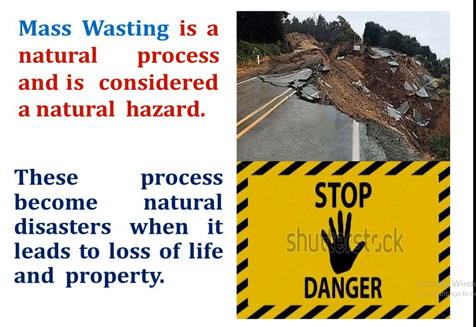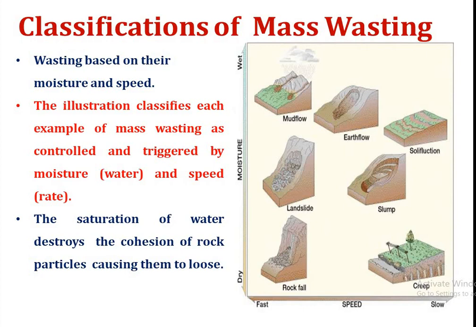This process becomes a natural disaster when it leads to loss of life and property. और जब जिंदगियां लील लेता है और बहुत सारी प्रॉपर्टी का विनाश होता है तो यह एक प्राकृतिक आपदा बन जाती है. Classification of mass wasting, सामूहिक क्षय का वर्गीकरण.